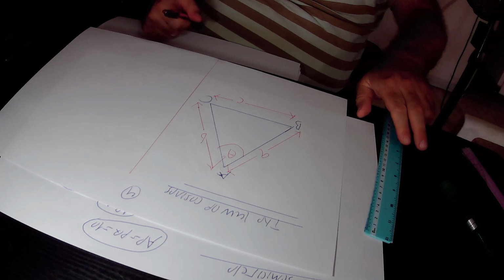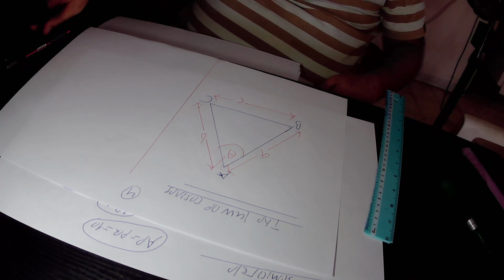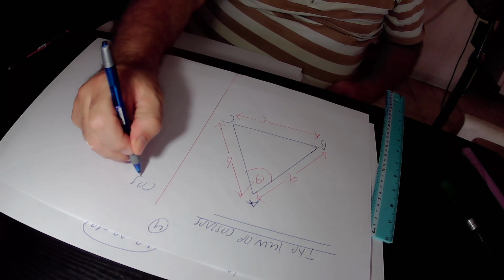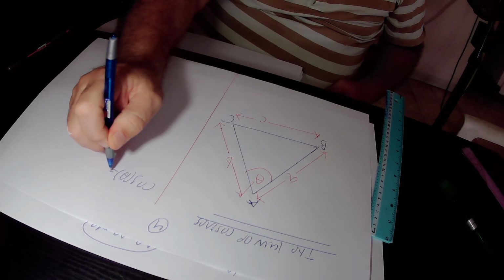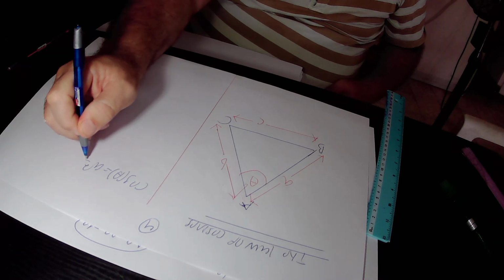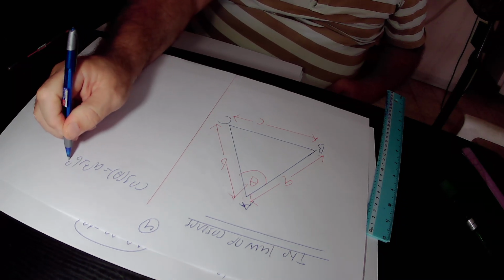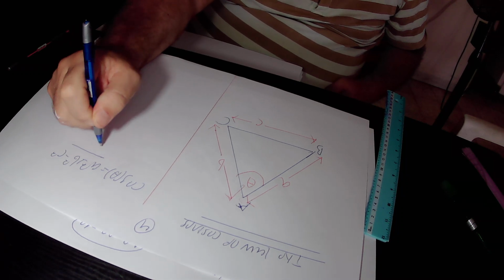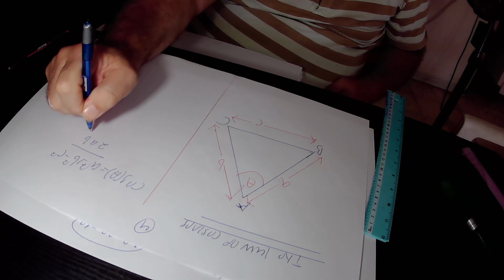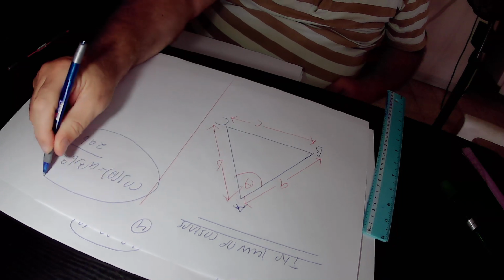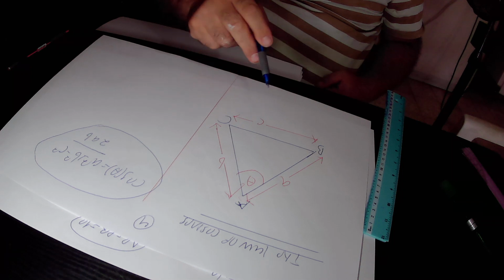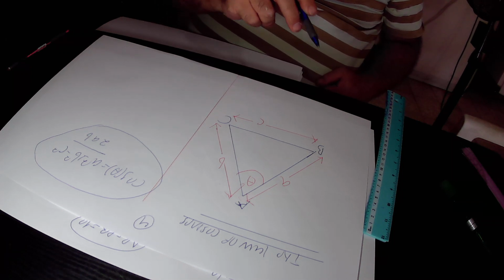According to the law of cosines, in this triangle ABC, cosine theta is equal to A squared plus B squared minus C squared divided by 2 times A times B. Repeat again. In this triangle ABC, that could be any triangle, cosine theta equals A squared plus B squared minus C squared over 2 times A times B.